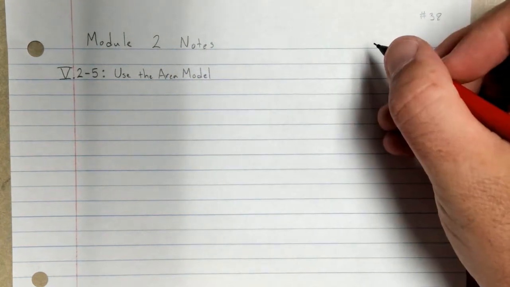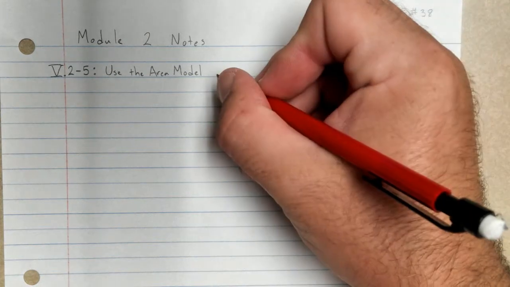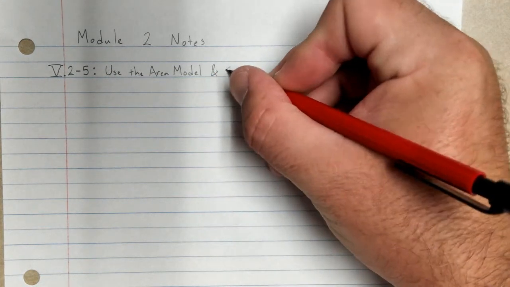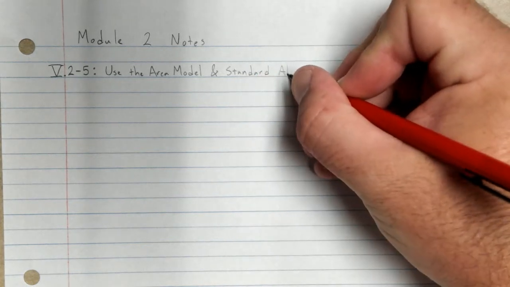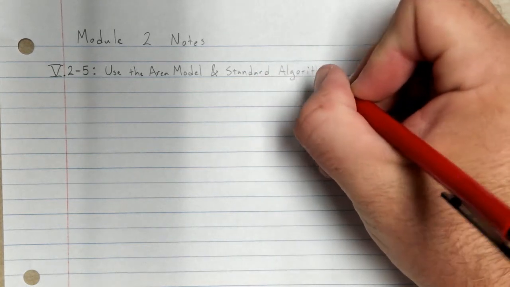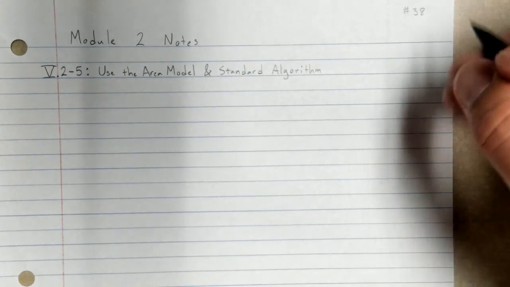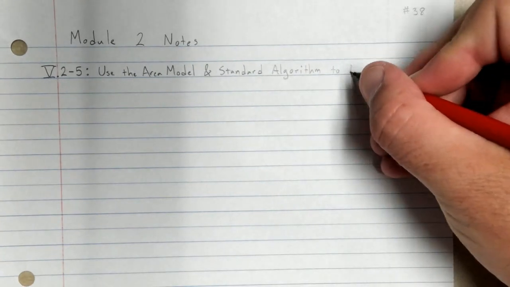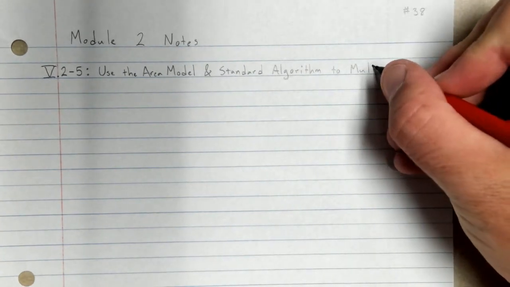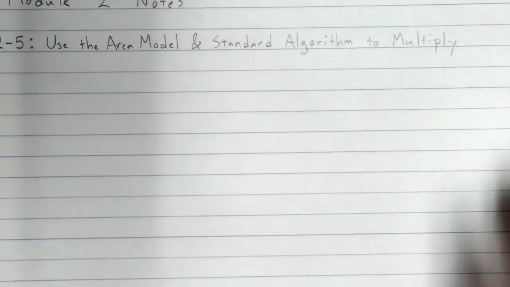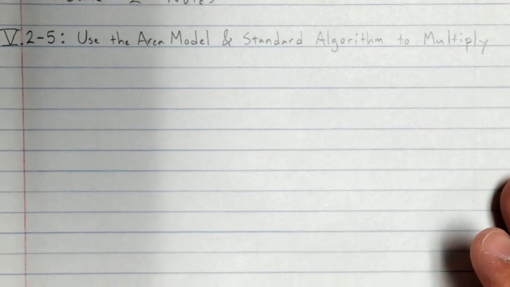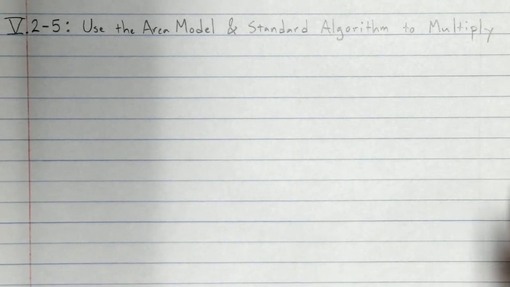And this is a long title. Use the area model and standard algorithm to multiply. The standard algorithm, that's the way you're usually going to multiply. That's the way your families probably show you how to multiply. And again, it's standard. It's the usual one for a reason.